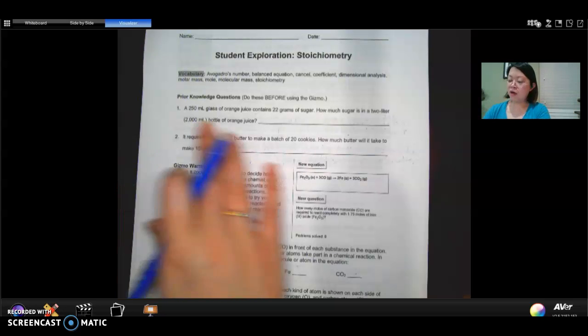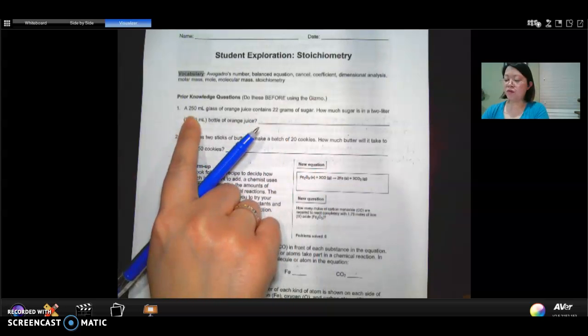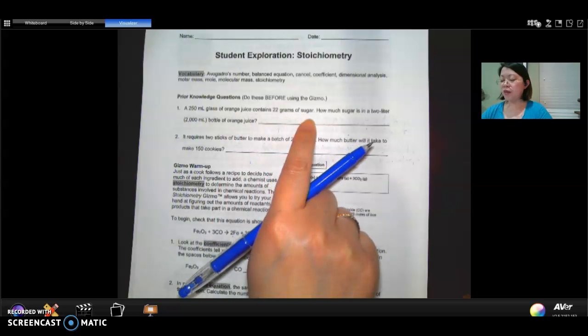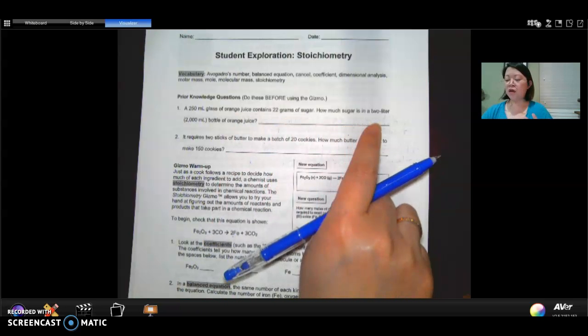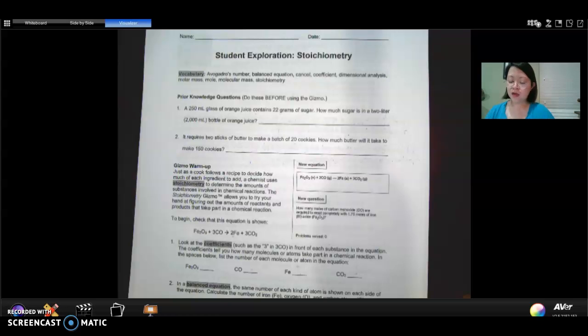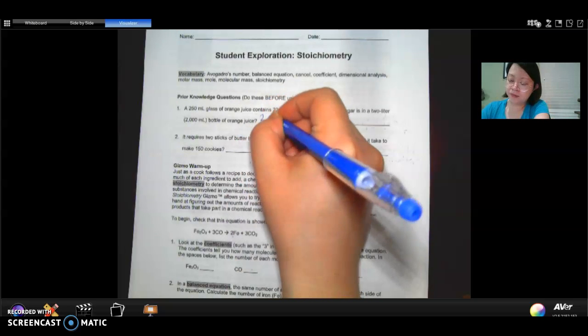All right, our prior knowledge question number one. If we have a 250 milliliter glass of orange juice containing 22 grams of sugar, how much sugar would be in a 2-liter bottle of orange juice? 2 liters is the same thing as 2,000 milliliters. Now, you might do this calculation a little bit differently normally, but since we are in chemistry and we have learned about dimensional analysis, let's set it up our dimensional analysis way.